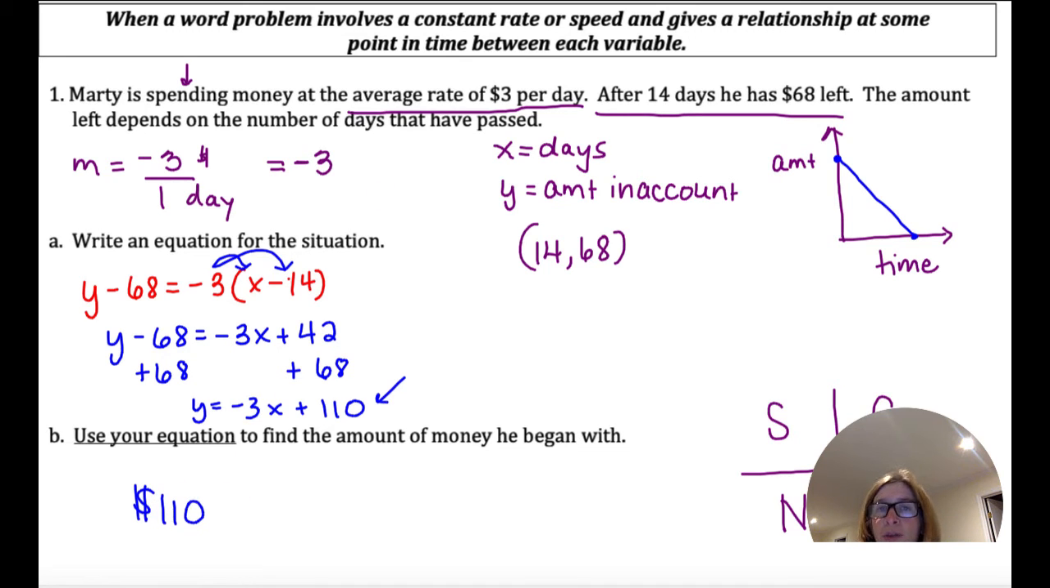Okay, so let's walk through. We're given a descriptive representation of the function. We were able to write a symbolic representation of a function, and we were even able to graph it. So let's talk about numerical. Numerical is when I'm looking at ordered pairs. So I actually have an ordered pair on this graph, 14, 68. So we'll put it right here. I have another ordered pair, the y-intercept, and I know that that's 0, 110.